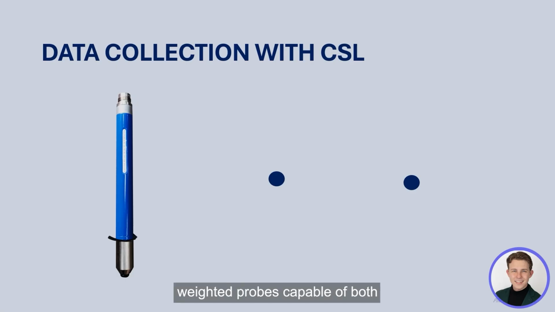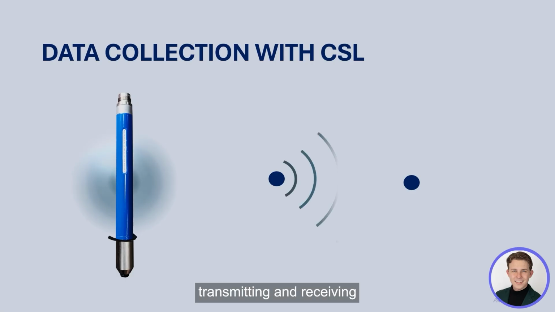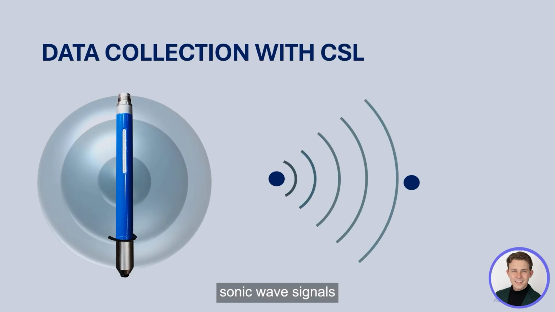CSL utilizes weighted probes, capable of both transmitting and receiving sonic wave signals. By analyzing the arrival time and energy of these signals, engineers can determine whether the wave has passed through sound, uniform concrete, or if it has encountered a defect, such as a void or inclusion. Anomalies in the path between probes will appear as delays in the arrival time, with lower energy.